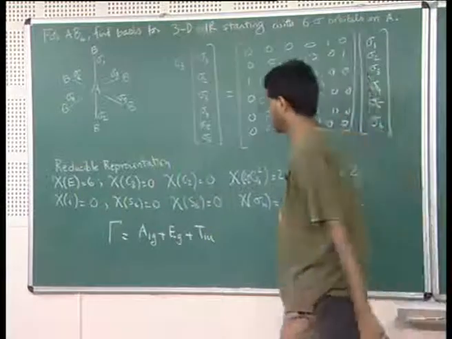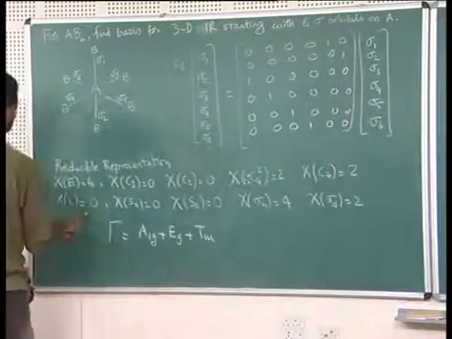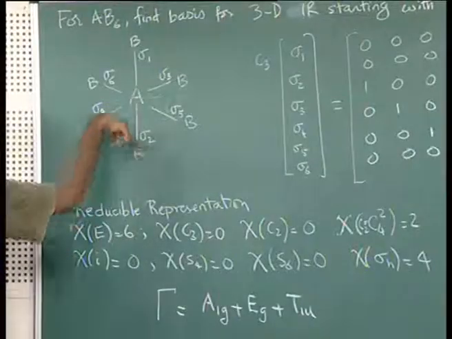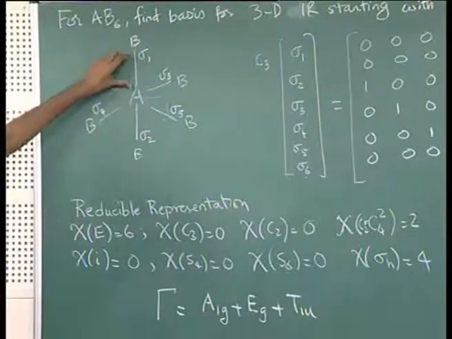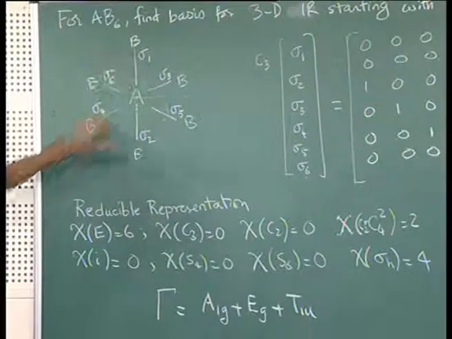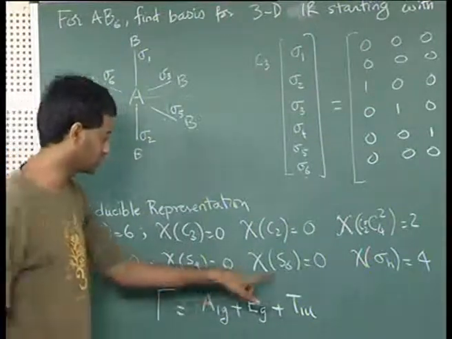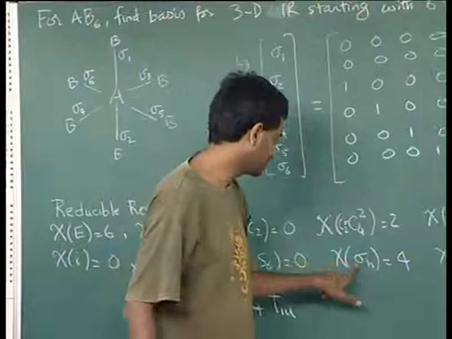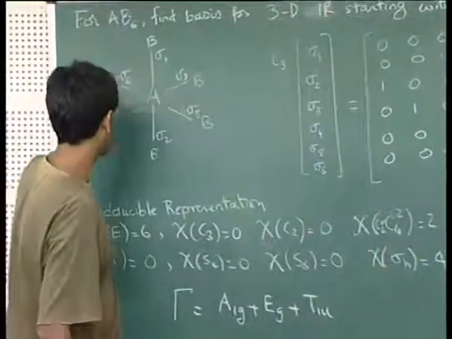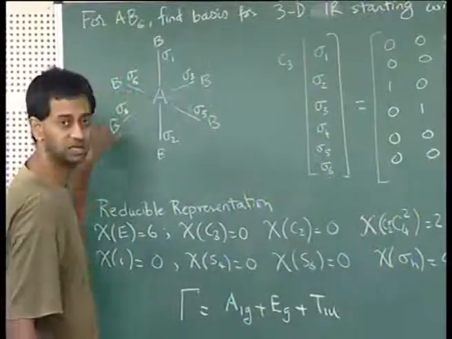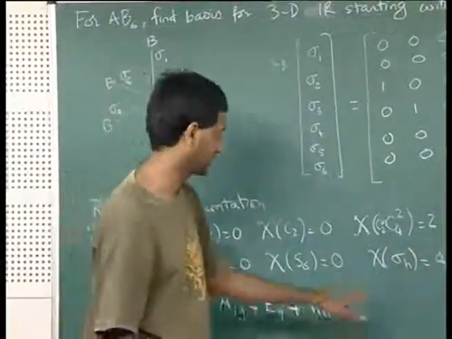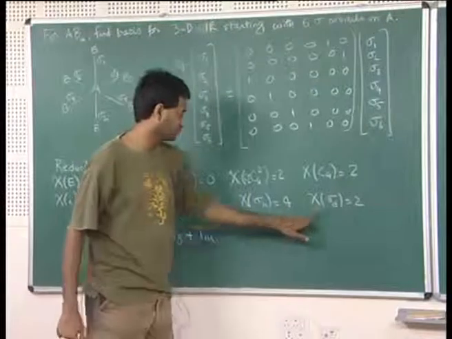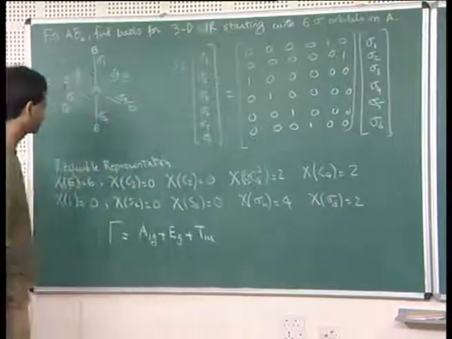You can work out that the character of inversion will be 1, because sigma 1 will be taken to sigma 6, and no sigma orbital will be left unchanged. Similarly S4 is 0, S6 is 0. For sigma h, 4 out of 6 of the sigmas will be left unchanged. So the character of sigma h is 4 and the character of sigma d is 2.